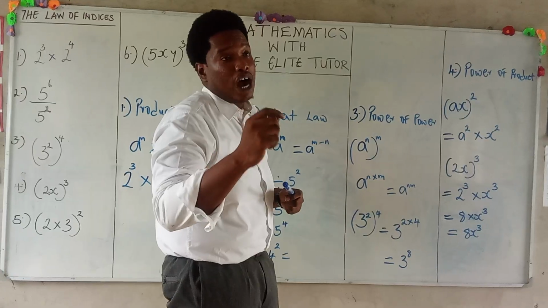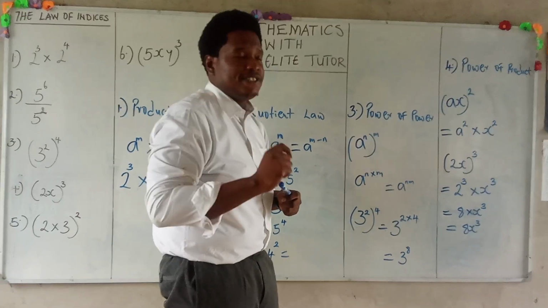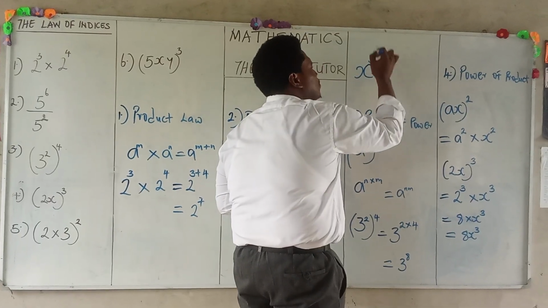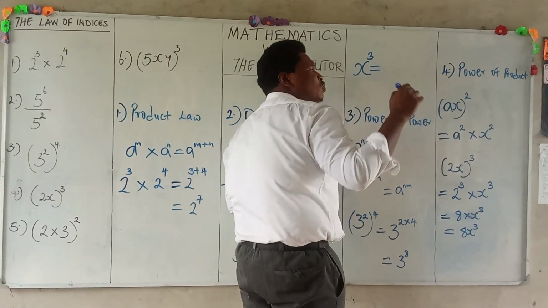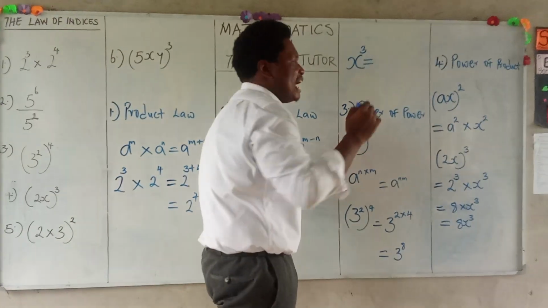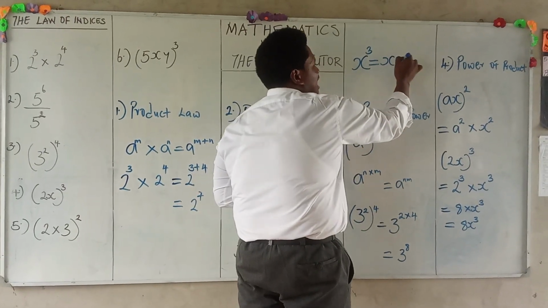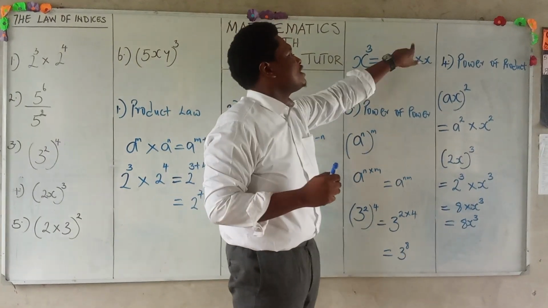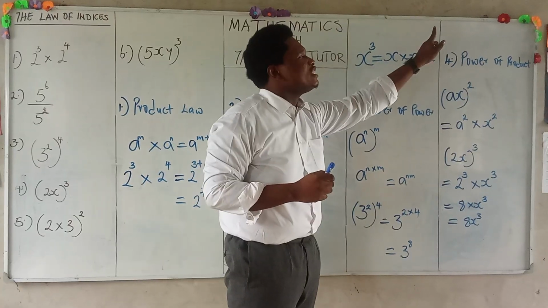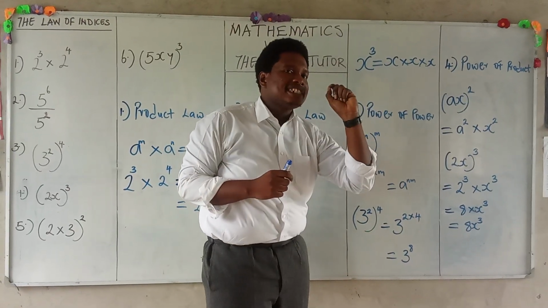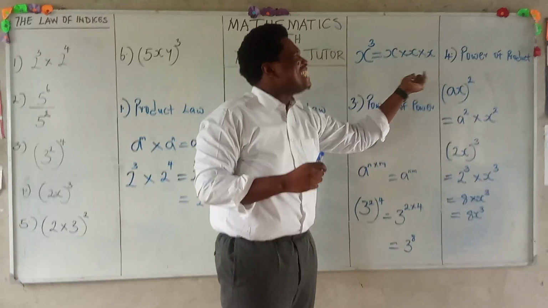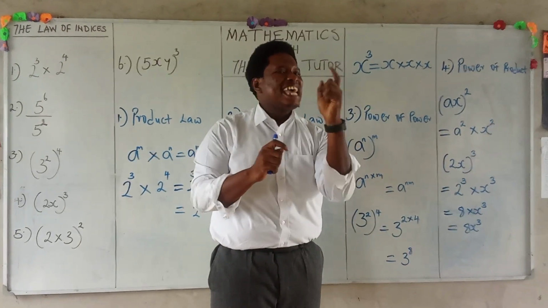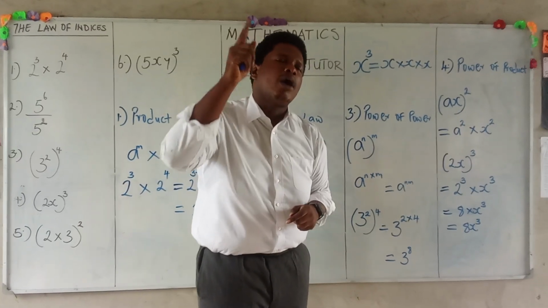And before we come to the end of this video, I would like to say this. When we have x raised to power 3, it simply means x multiplying itself 3 times, which is x times x times x. Most students make a mistake here. There's a difference between x times x and x plus x. X plus x is 2x, but x times x is x raised to power of 2.